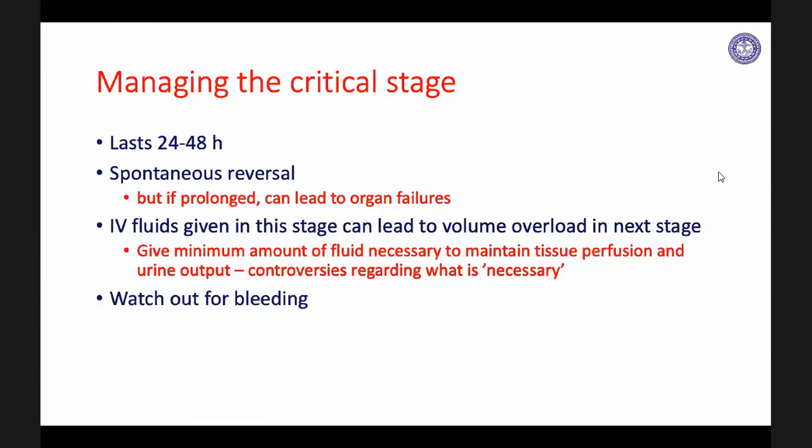There are two groups of clinicians. Some believe that you should be maintaining an output of about 0.5 ml of urine per kilogram per hour. Some people believe you should be maintaining twice that amount, like 1 ml per kilogram per hour. So there are two camps really. Especially during pregnancy, we don't like the 0.5 level. We normally go for at least 0.75, if not 1 ml. And the other important point of critical phase management is to watch out for bleeding.